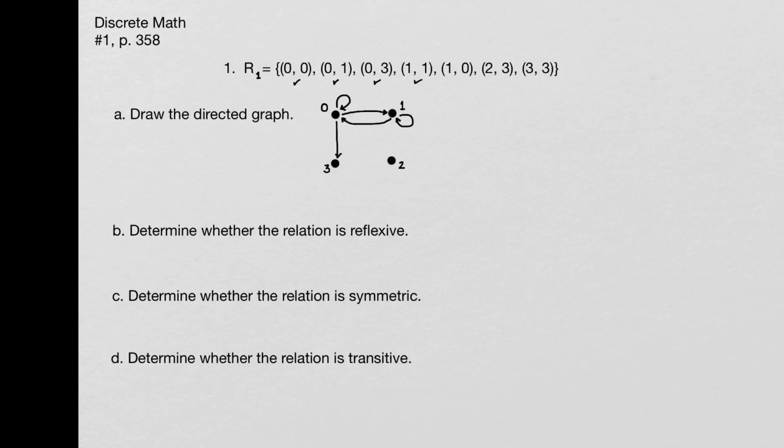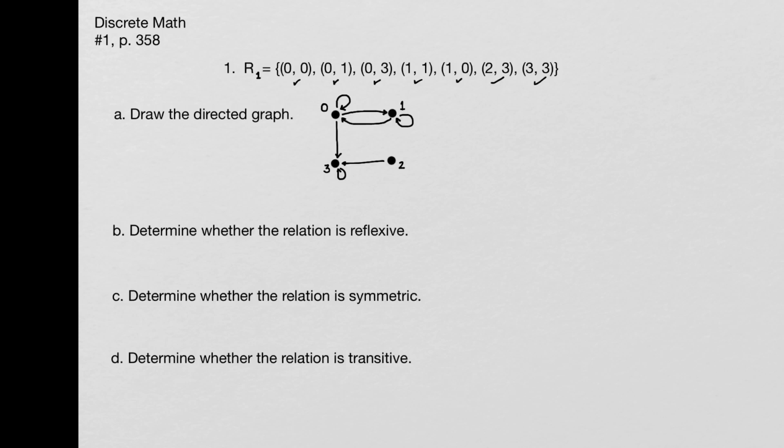And 1, 0. So now we're coming out of 1 and going into 0. So we've got an arrow going from 0 to 1 and then from 1 to 0 because we've got both of those ordered pairs. And let's see, what else do we have? We have 2, 3. So I need an arrow going from 2 to 3. And then finally 3, 3, so one last loop. Okay, now I'll check those off since I got those done.